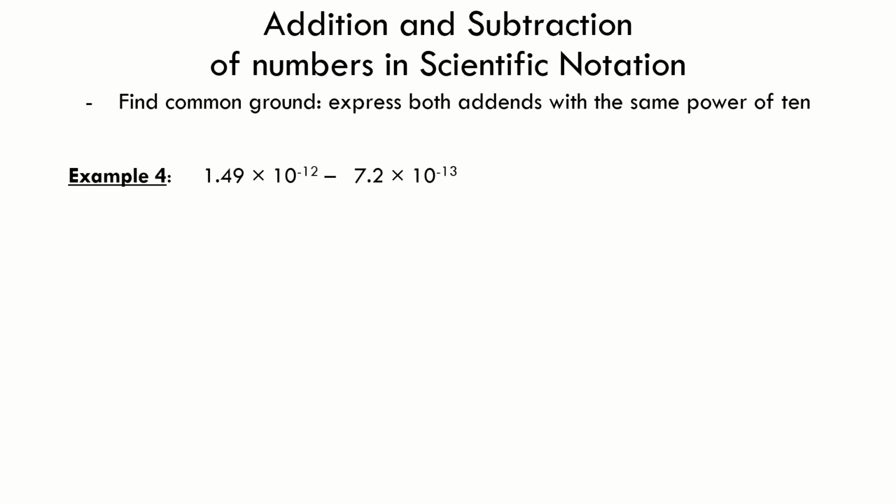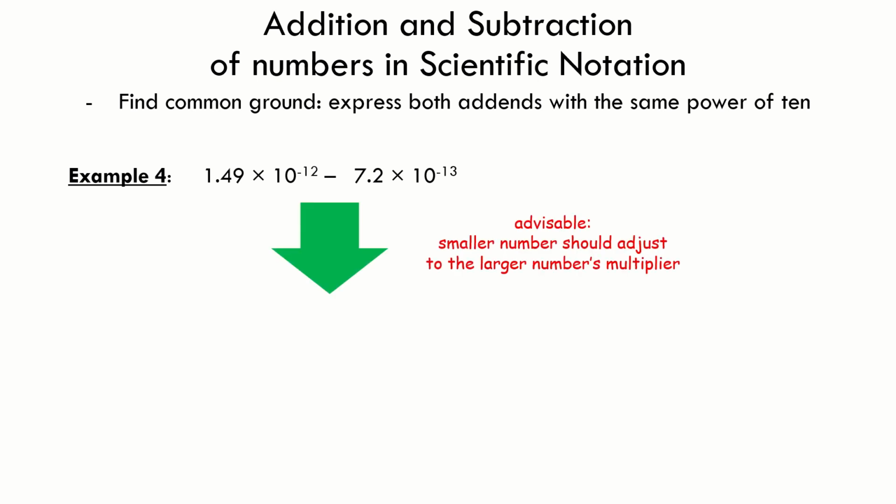Example number 4. 1.49 times 10 to the negative 12 minus 7.2 times 10 to the negative 13. So, ganun ulit. I-adjust natin yung mas maliit na number para magpantay siya sa multiplier ng kabilang number. So, in this case, yung mas maliit na number ay 7.2 times 10 to the negative 13. Kukopyahin lang natin yung una at i-adjust natin yung second number as 0.072 times 10 to the negative 12.